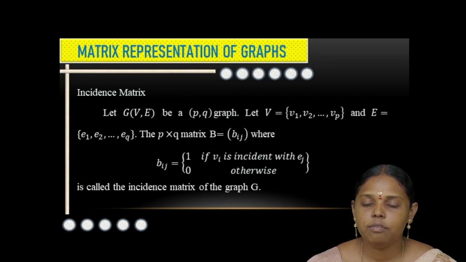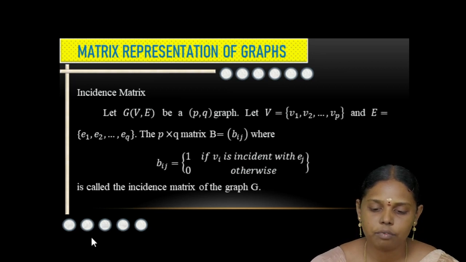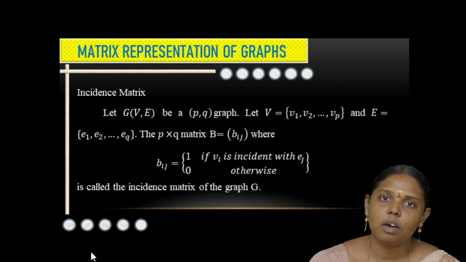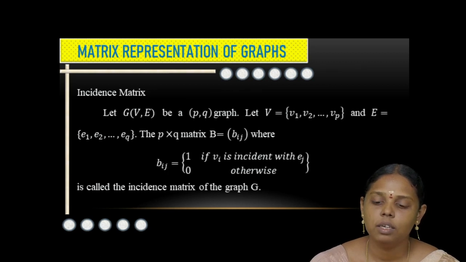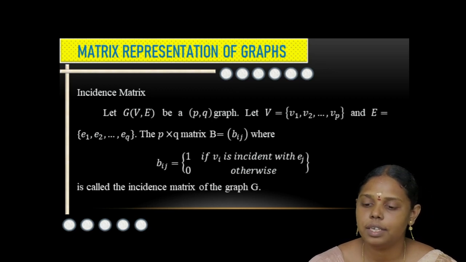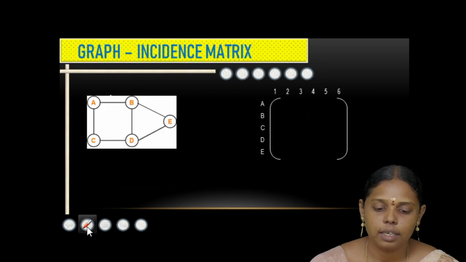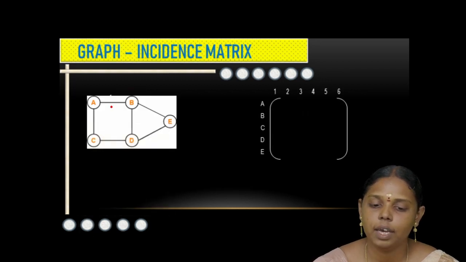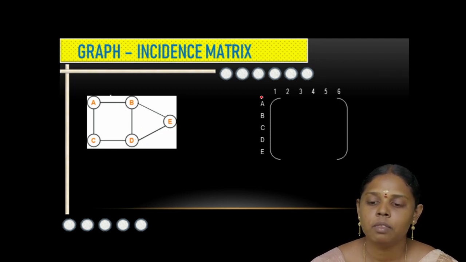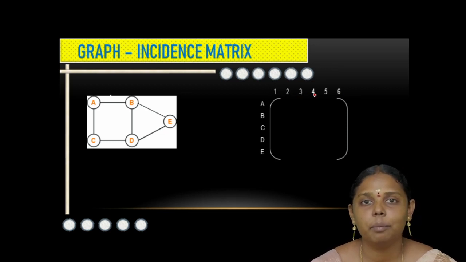Next, let us see about the incidence matrix. Suppose we consider a graph with P vertices and Q edges, then a P cross Q matrix is said to be the incidence matrix of G if the entries b_ij are 1 if the vertex Vi is incident with the edge Ej, and 0 otherwise. Let us see one more example for this. Here we consider this graph. In this graph, we are having 5 vertices and 6 edges. Each row represents the vertices and each column represents the edges.